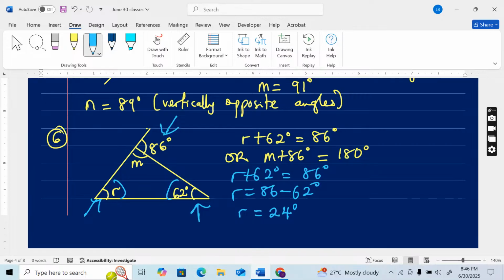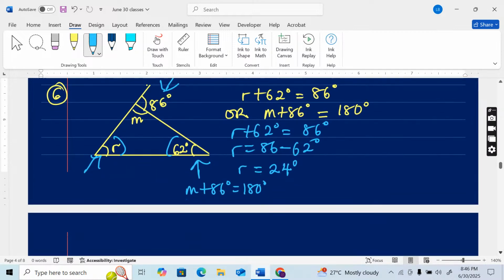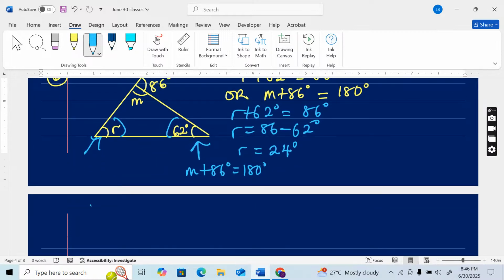So how do we get M? M plus 86 degrees gives 180. For us to get M, we subtract 86 from both sides. M is equal to 180 minus 86. M is equal to 94 degrees. So the value of M is 94 degrees.